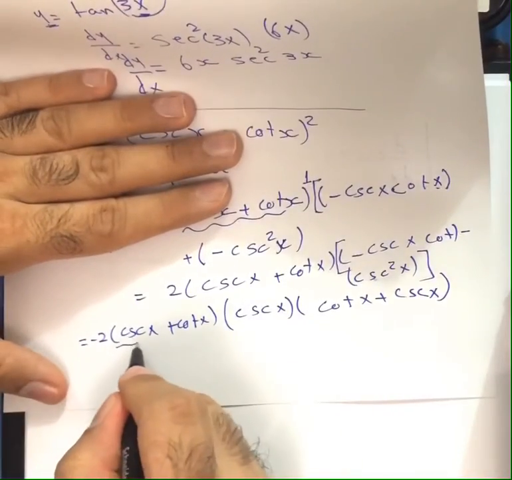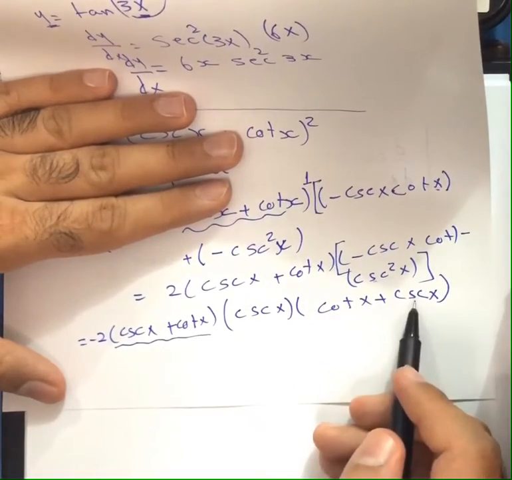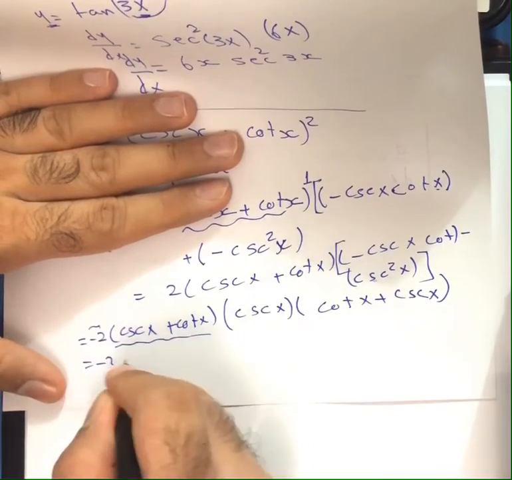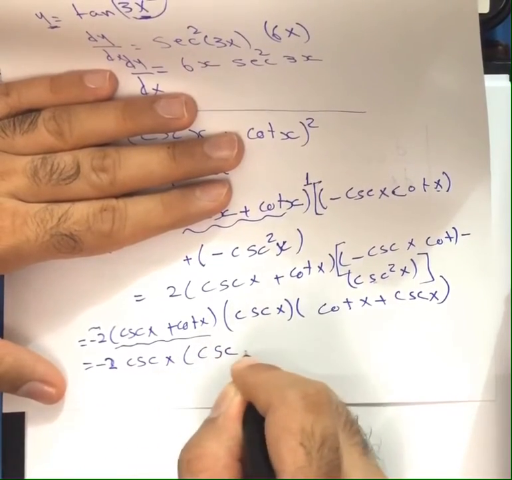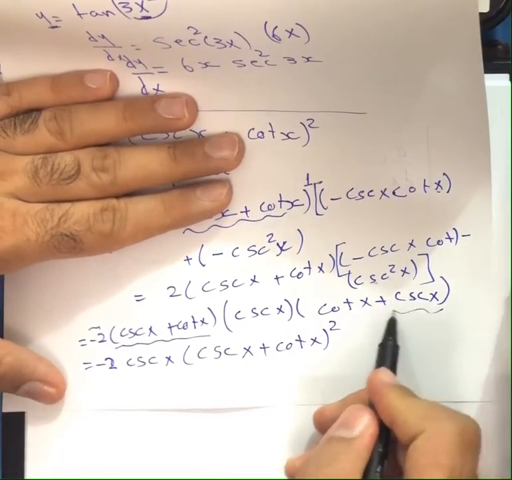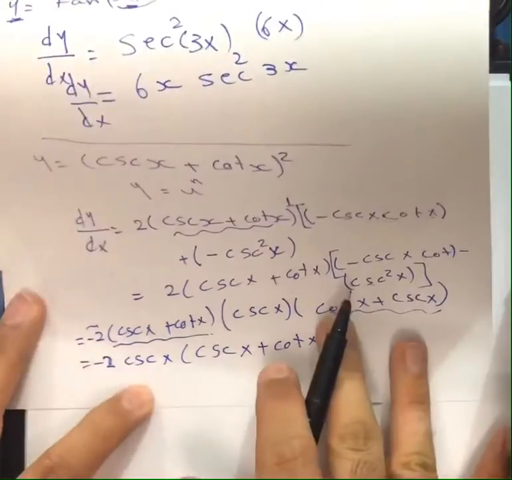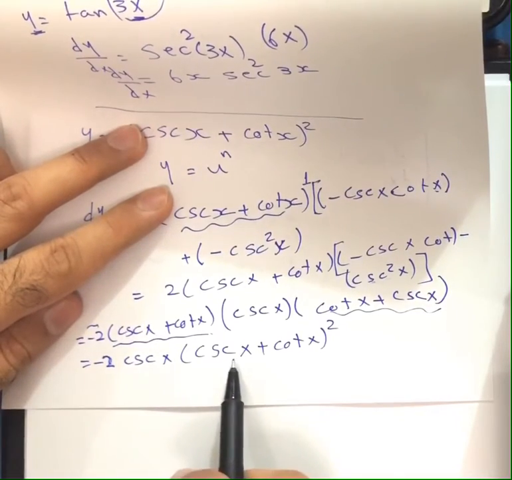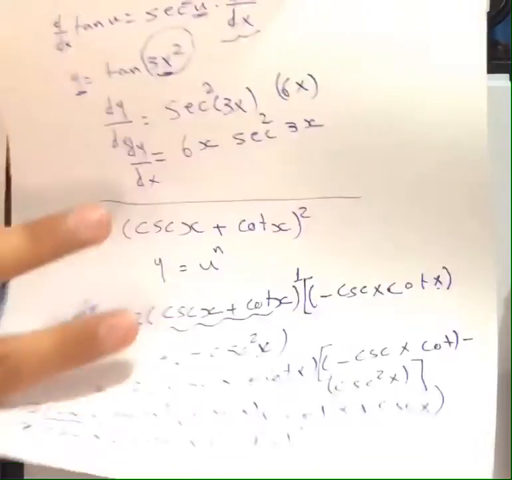Now you can see that this is cosec x plus cot x, and this is cot x plus cosec x. Then it is possible to write this as minus 2 cosec x, and this will be written like this: cosec x plus cot x to the power 2, because these are similar. So in this way we find that the answer will be minus 2 cosec x multiplied by cosec x plus cot x to the power 2. I hope that this example is clear.